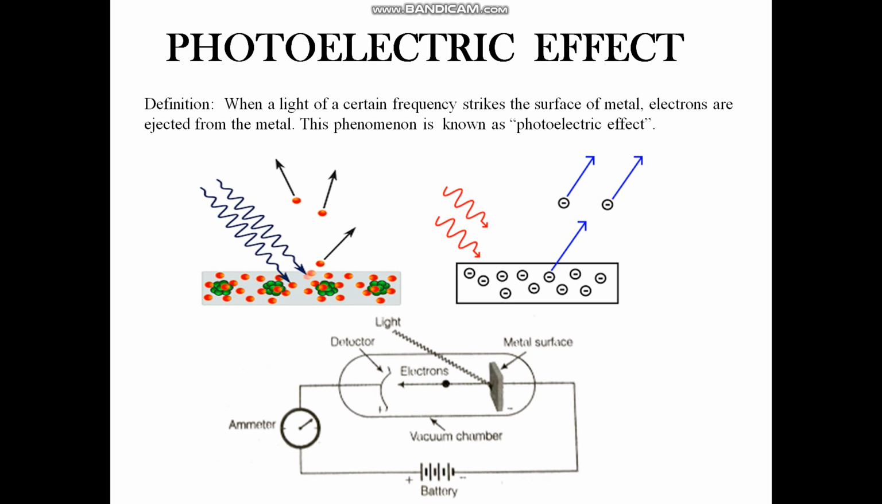The concept is the photoelectric effect. The photoelectric effect means that when light of a certain frequency strikes the surface of a metal, electrons are ejected from the metal. This phenomenon is known as the photoelectric effect. Here, light of a certain frequency strikes the metal surface, and there is ejection of electrons. This entire phenomenon is known as the photoelectric effect.